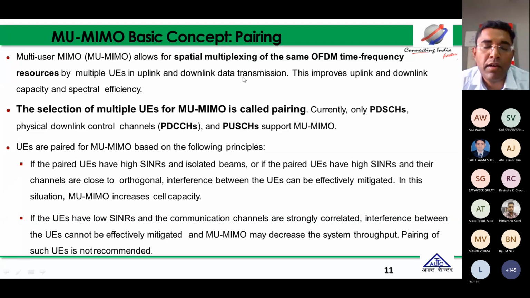And what is the advantage of this pairing? It allows spatial multiplexing. What is spatial multiplexing? The same time and frequency domain resource allocation to different UEs at the same time. The same radio resource can be allocated to different users, because they are spatially separated. That is the multi-user MIMO concept, the pairing concept.